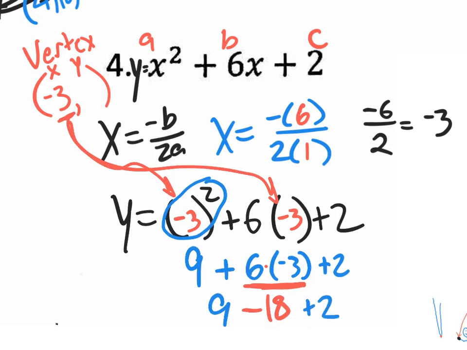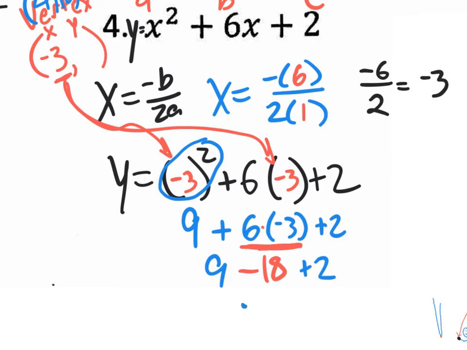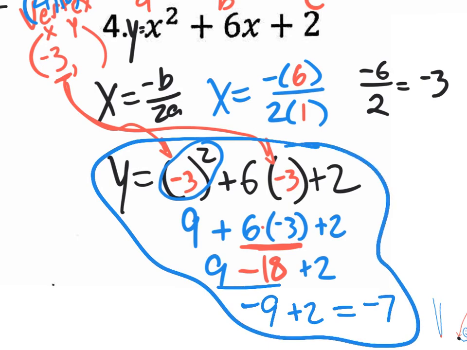What is 9 minus 18? Negative 9. So we have negative 9. That gave us negative 9 plus 2. What's negative 9 plus 2? Negative 7. So with this work right here, we found our y value of the vertex, which is negative 7. So the vertex itself is negative 3, negative 7.